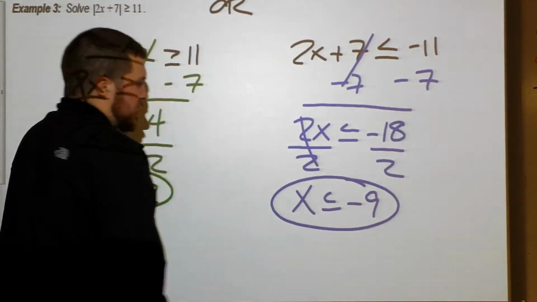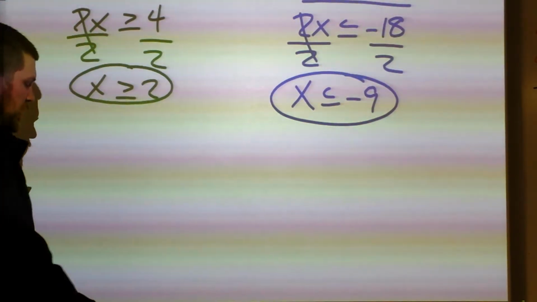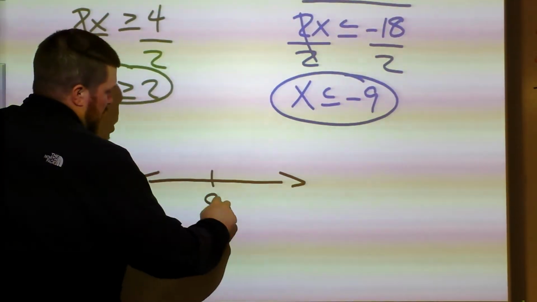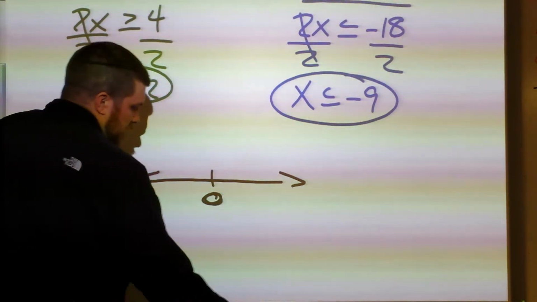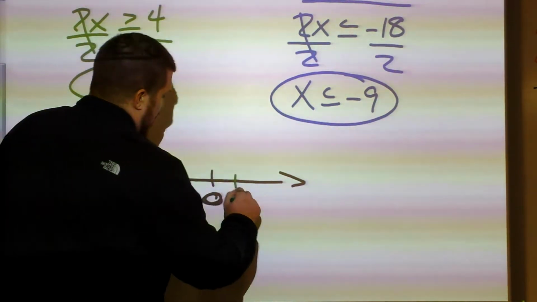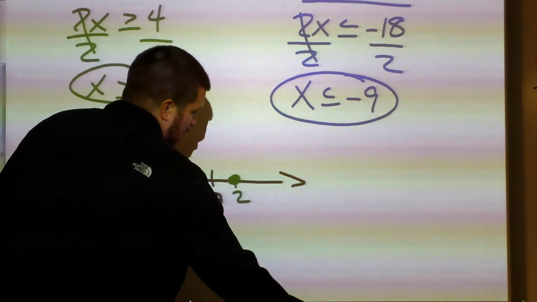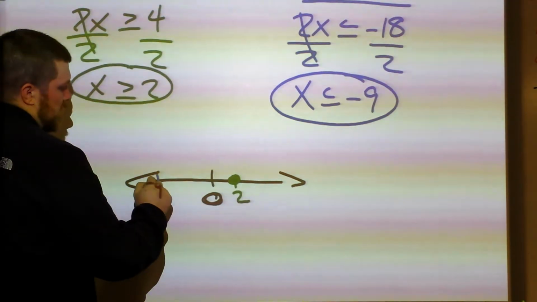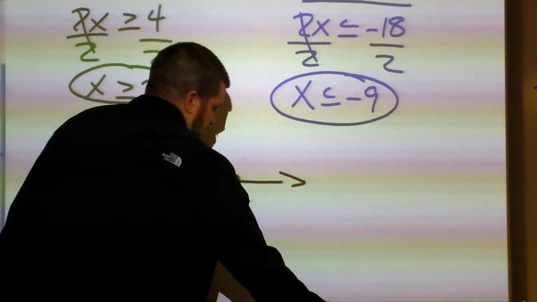Okay, so again, for this particular problem, it's an or problem, so I don't care at all about the overlap. I'm just going to graph it as is. Start off with a sketch of my number line. That's a 0. So here's positive 2. Based on the inequality symbol, I need a closed circle. Here's negative 9, somewhere over here. Based on the inequality symbol, I need a closed circle. And we're ready to start graphing again.